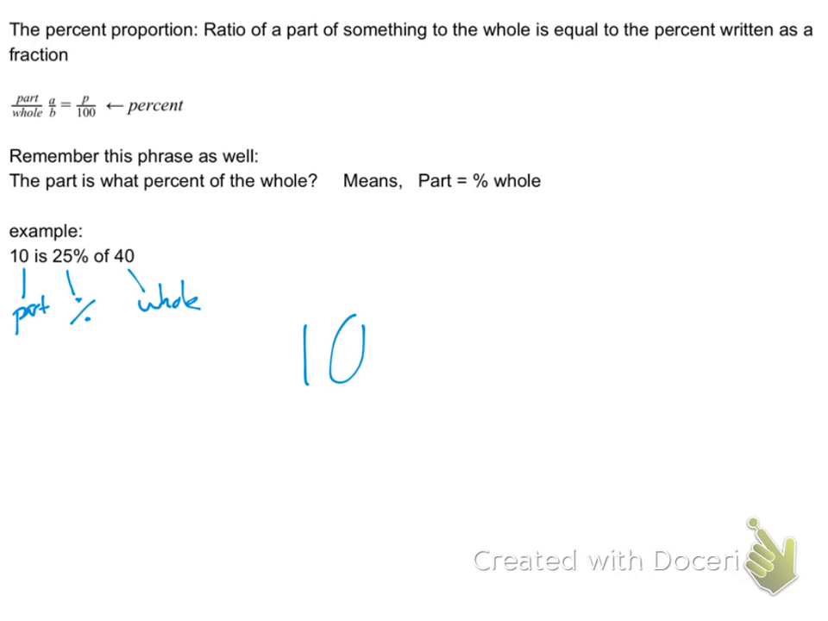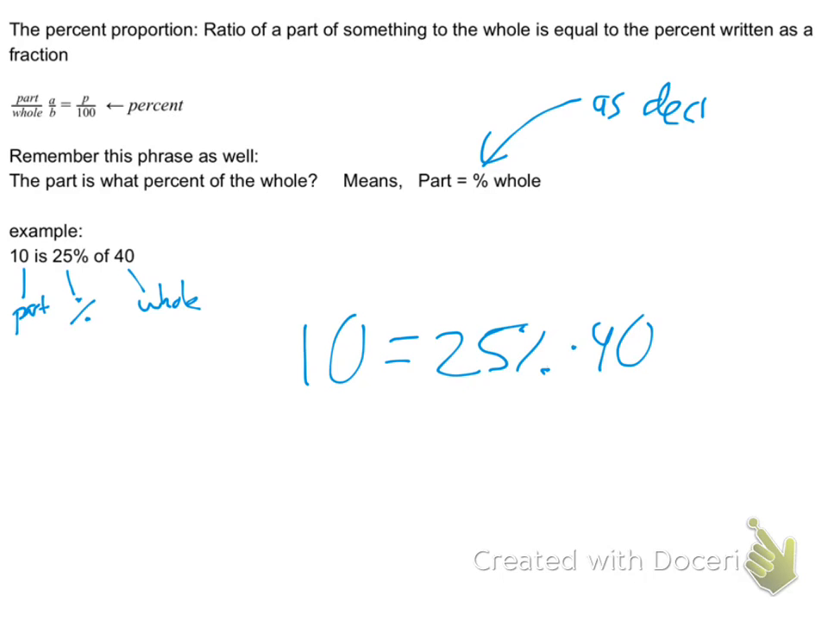Does 10 equal 25% times 40? Now the question is, I can't put 25% on my calculator. Some calculators you can, but we don't use it as 25%. We convert it to what? 0.25. In this equation, guys, maybe put a little arrow here that says as decimal. You need it as a decimal.